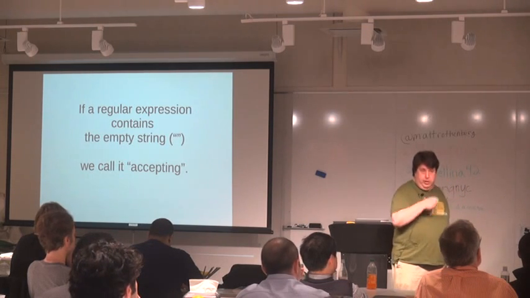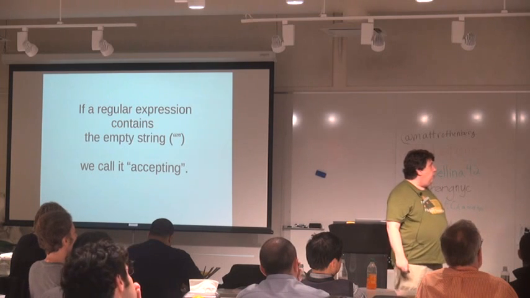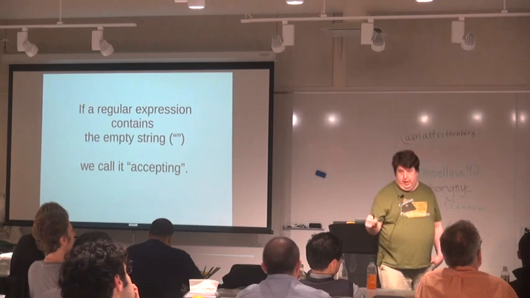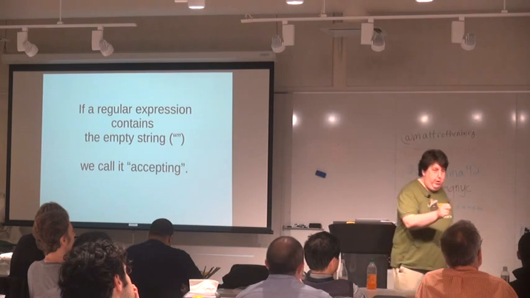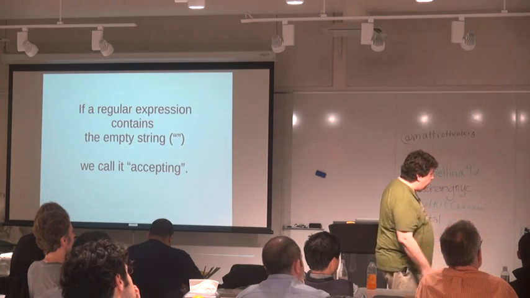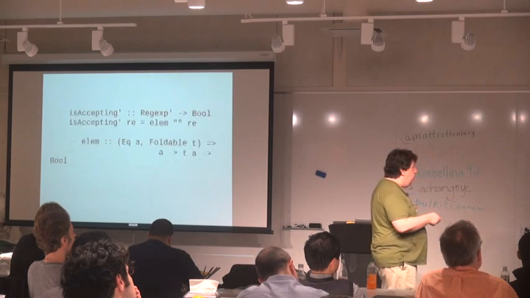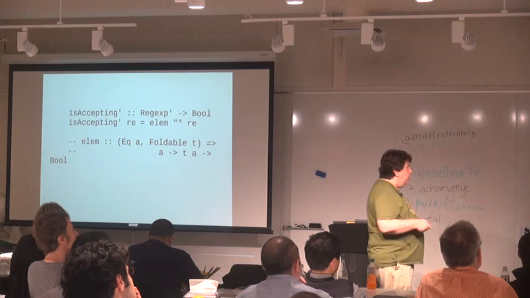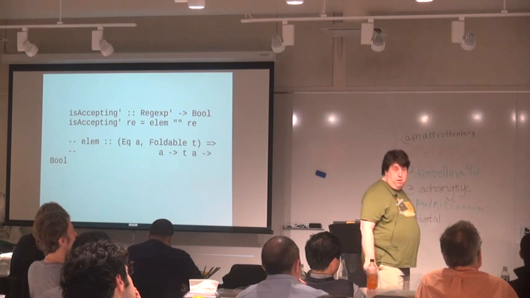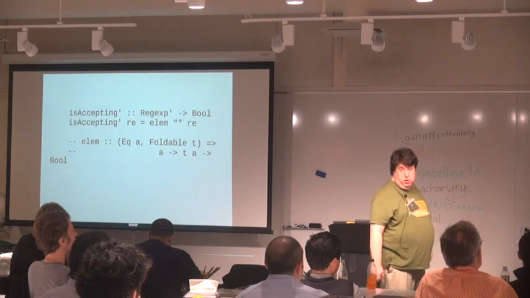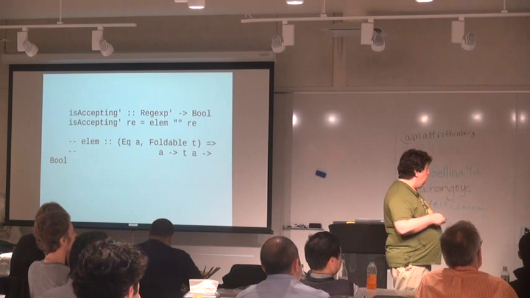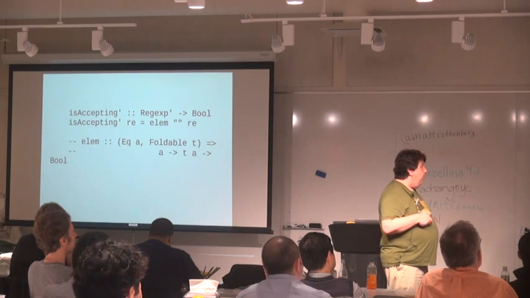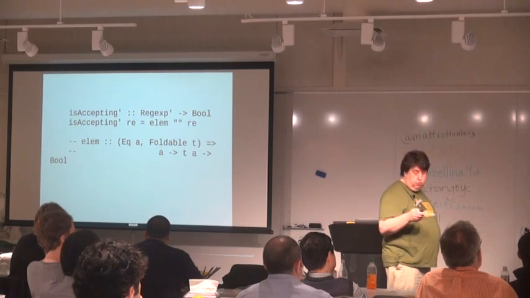So, a bit of definitions here. If a regular expression contains the empty string, we call it accepting. We are in the accepting state of our regular expression. So we can test if we're accepting by simply asking, is the empty string an element of our list of all possible strings? Where here, elem just looks for some A within the list of A's.